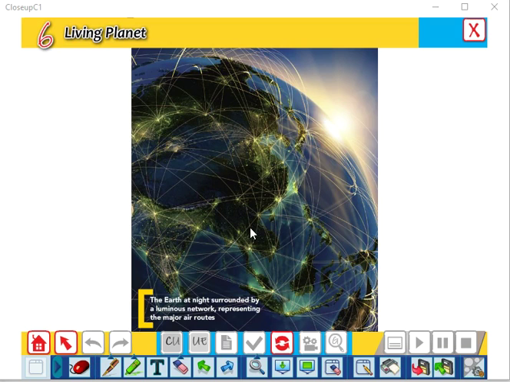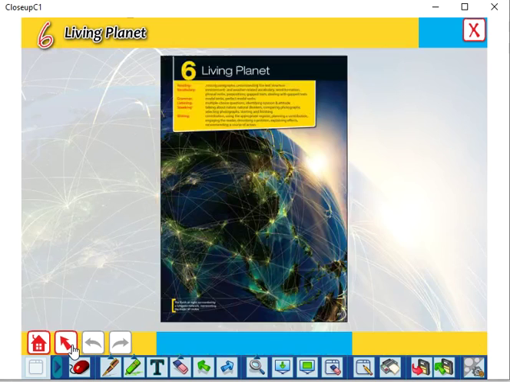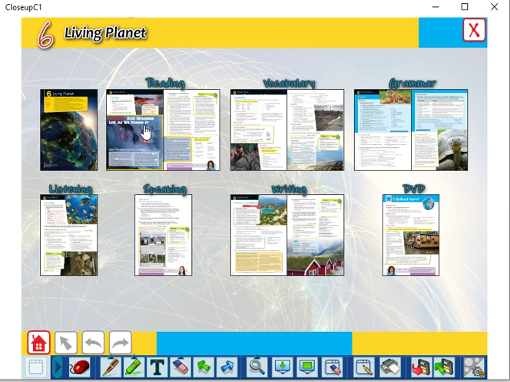Notice this picture. What is this picture about? It is the planet Earth. The Earth at night surrounded by a luminous network representing the major air routes. How might this picture relate to the theme of the unit? The picture is of the planet as it looks from space, with the major air routes illuminated to show how interconnected we all are. Let's start the unit with the pre-reading question.